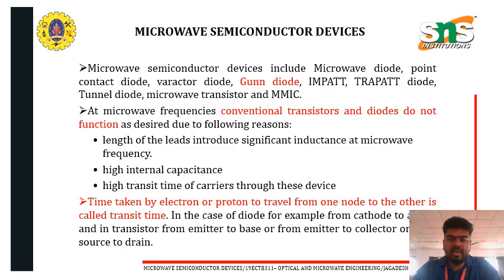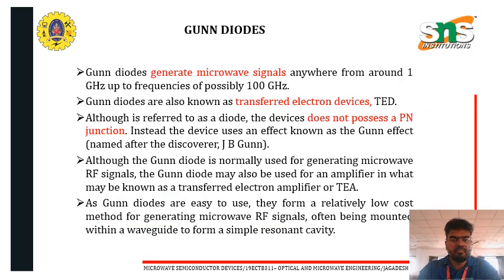Microwave semiconductor devices include the microwave diode, point contact diode, varactor diode, Gunn diode, IMPATT diode, tunnel diode, microwave transistor, and MMIC. At microwave frequency, conventional transistors and diodes do not function as desired for the following reasons. The length of the leads introduces significant inductance at microwave frequency. Next, high internal capacitance, then high transit time of carriers through these devices.